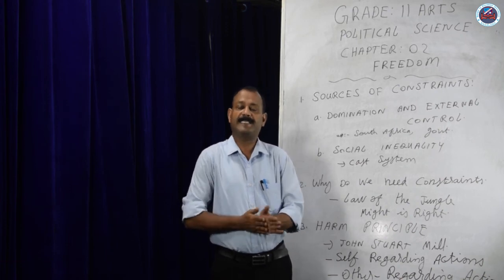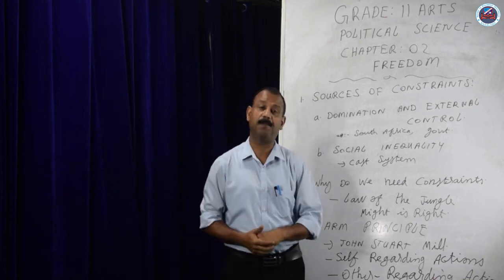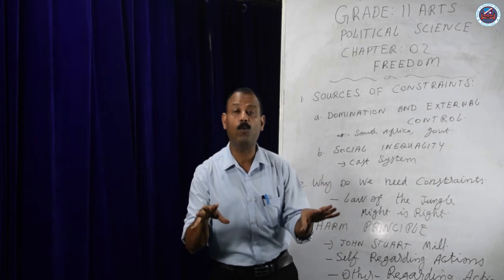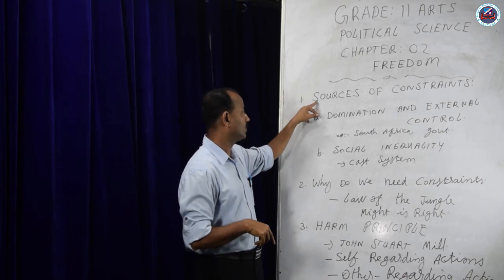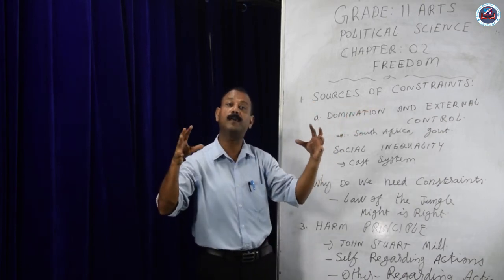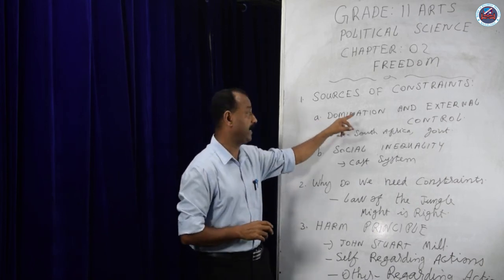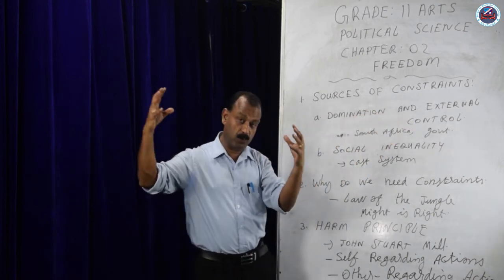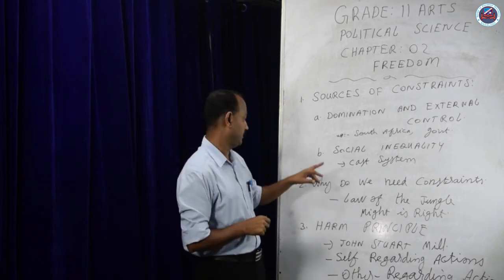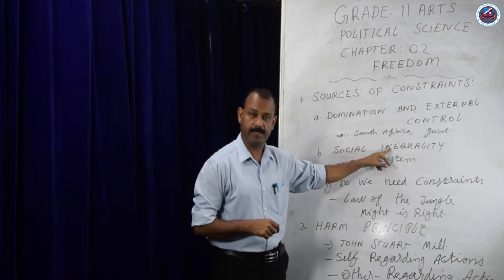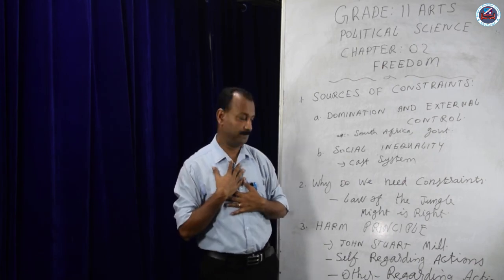Well, my dear boys and girls, that's all about this chapter, chapter 2. Before I wind up this chapter, let me recap and rewind what we have learned. We have learned first one, the sources of constraints. From where the constraints come. There are two sources. One is domination and external control. Somebody from outside controls and dominates you. And that is one source of constraints. Second one, social inequality. Due to inequality in the society, there can be some constraints in our life.